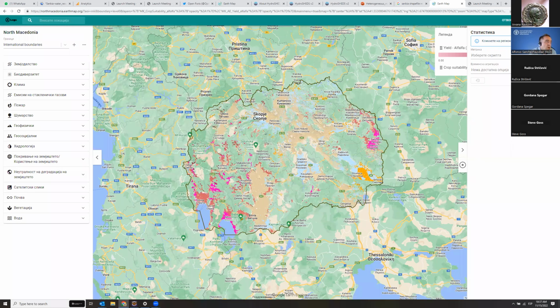All right. So if everything is clear and the use of Earth Map is clear, and there are no questions from anyone from FAO Serbia, I don't know if there is anything you would like to add.